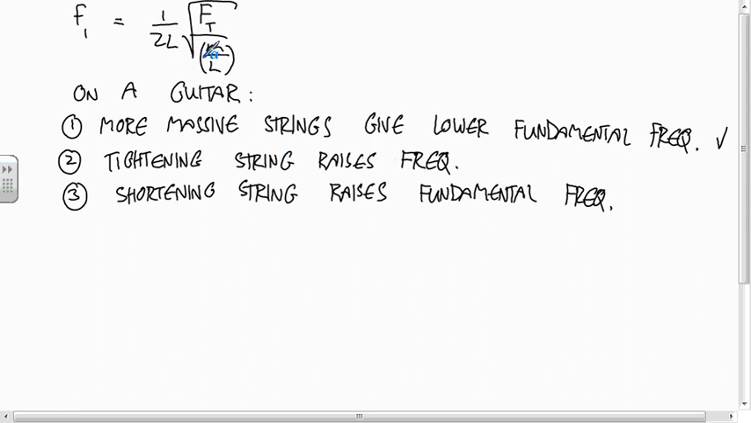Tightening the string raises the frequency. So if all these other things stay the same, but the tension goes up, the tension is in the numerator, and so that should raise the fundamental frequency. And from experience, you know, with a guitar, that's how it works. So that checks out. Shortening the string raises the fundamental frequency. So in that case, all of these would stay the same. The L would get smaller. It's in the denominator, and so that's going to raise the fundamental frequency, and so that one checks out. So this formula has some connection to intuition, okay?